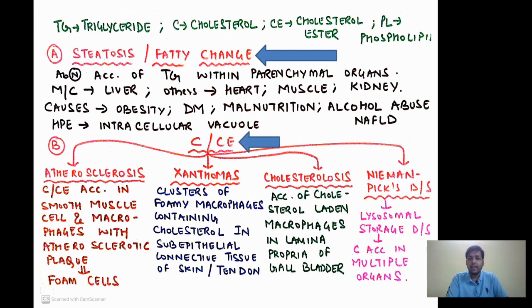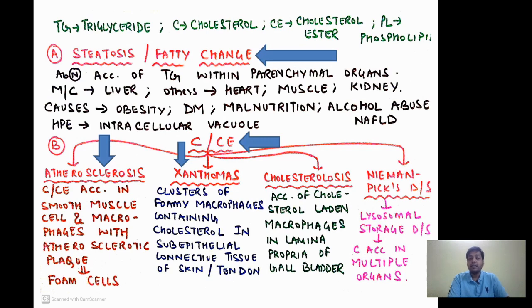Let us come to the second important lipid accumulation, that is accumulation of cholesterol and cholesterol esters. So we are having four basic forms. One, we are having atherosclerosis. In atherosclerosis, cholesterol and cholesterol esters accumulate inside the smooth muscle cells and the macrophages within the atherosclerotic plaques. And these macrophages and smooth muscle cells containing these lipids are called foam cells. When we read about atherosclerosis, we will read in detail about that.